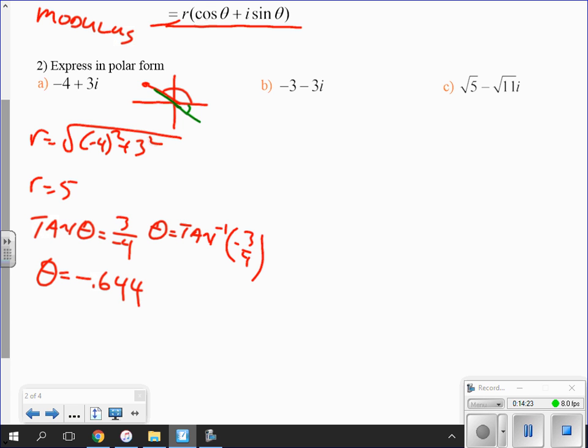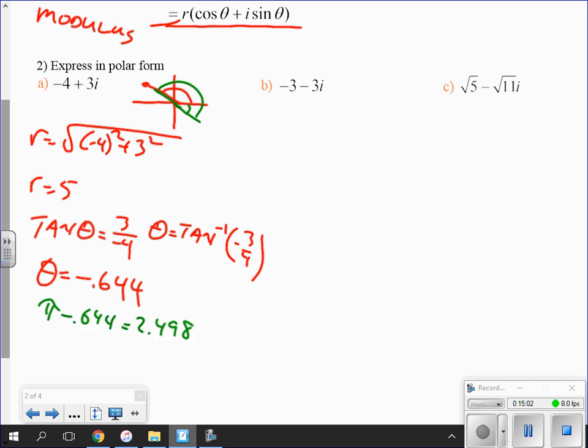No, I don't subtract 180. And I'm not dealing with degrees, am I? What am I dealing with? Radians. What's 180 degrees? That would be pi, halfway around the circle. What I want to do is from here, go halfway around the circle. So my actual angle I'm looking for is pi plus that, or minus 0.644. And you get 2.498, is what I got. That's my angle theta.